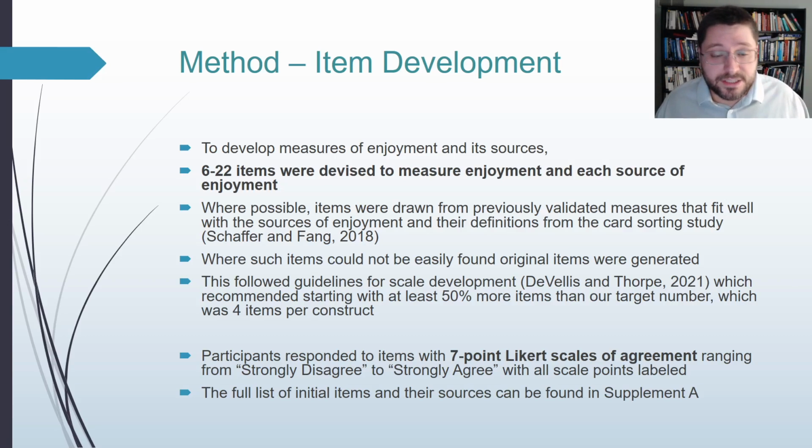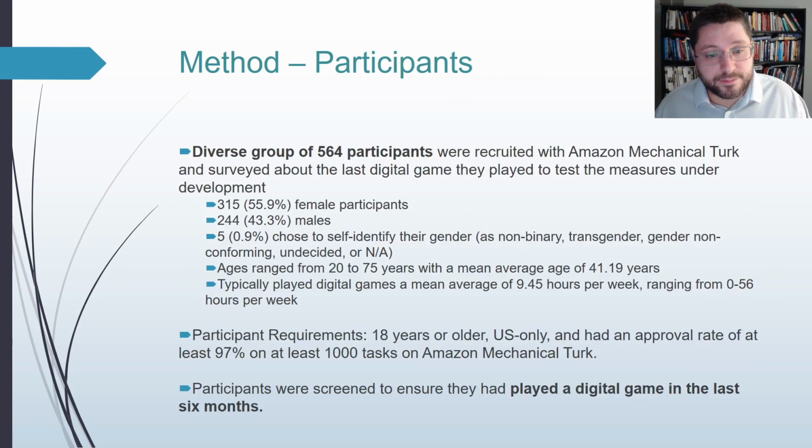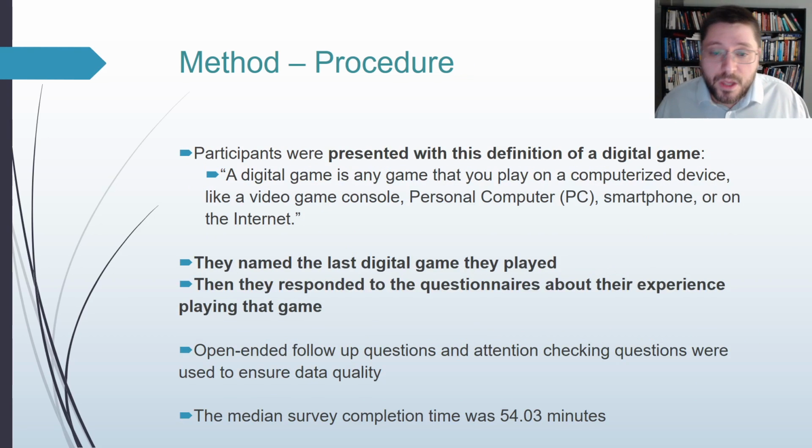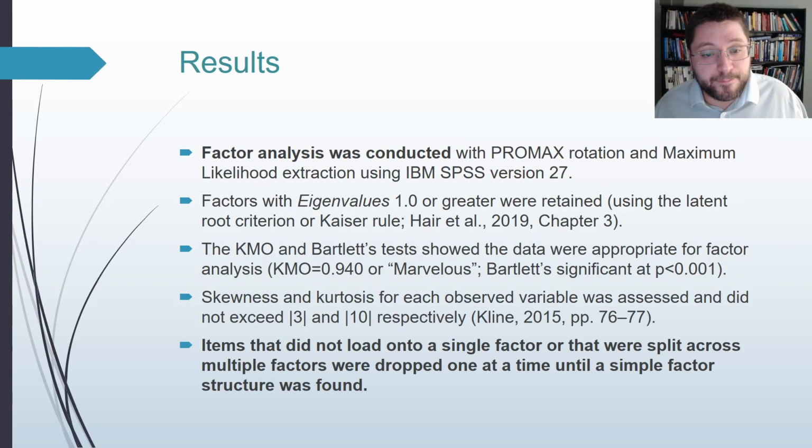We started with 6 to 22 items per construct, and these were items that participants could respond to with 7-point Likert scales of agreement. We recruited a diverse group of 564 participants who had played a digital game in the last 6 months. We presented them with a definition of a digital game, and we asked them to name the last digital game that they played. They then responded to the questionnaires about their experience playing that game.